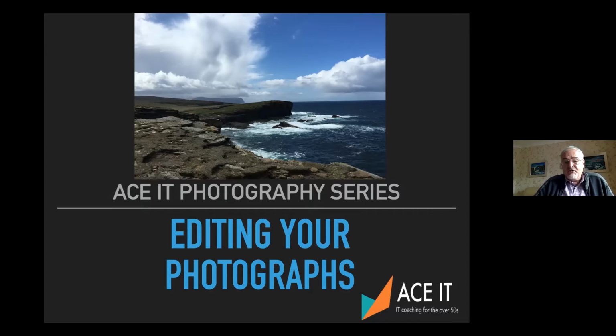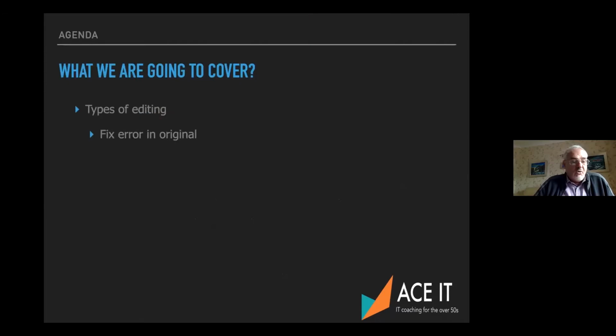right. The more you do, the more contrived it can look, and the more likely you are to make a mistake. So we're going to look at the various types of editing. The first type we're going to look at is fixing errors in an original photograph. Anyone that's taken 100% perfect photographs without making a mistake is a genius. Or Cartier-Bresson, who was a genius.